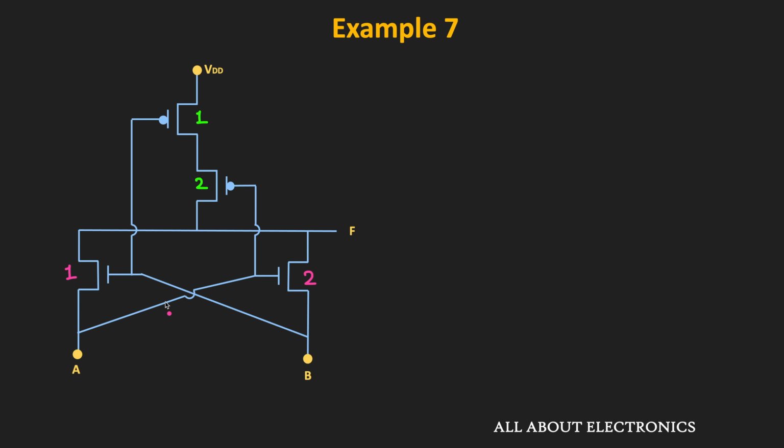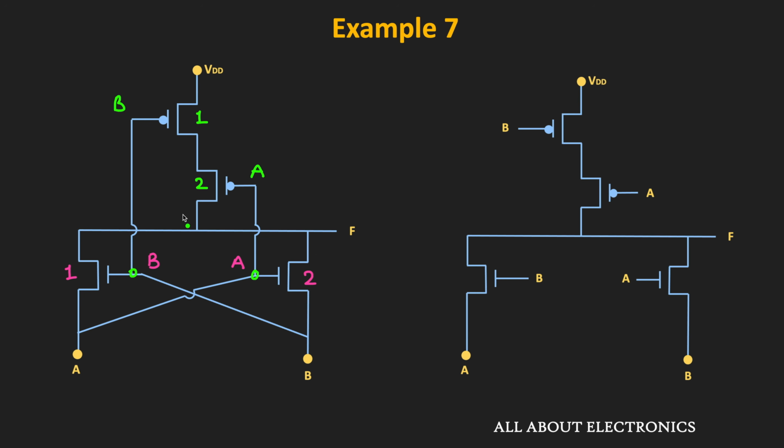So here, the input to this first NMOS transistor is equal to B. And similarly, the input to this second NMOS transistor is equal to A. And the same input is also connected to this second PMOS transistor. That means the input to this second PMOS transistor is also equal to A. And similarly, the input to this first PMOS transistor is equal to B. So if I just simplify this circuit, then this is how it will look like.